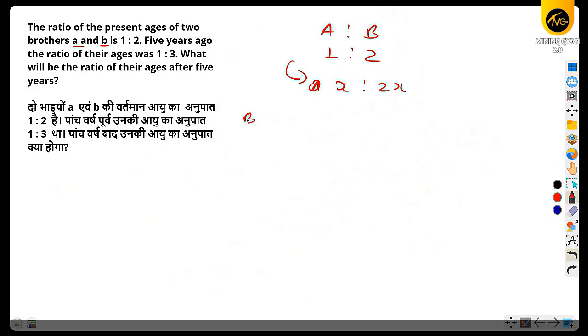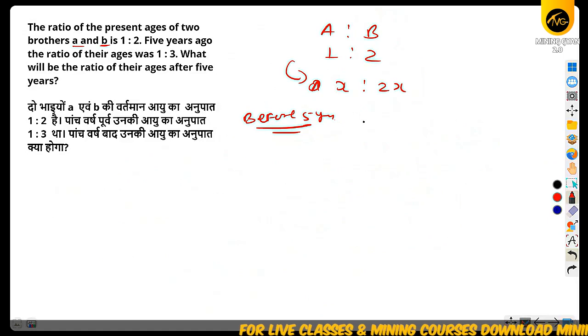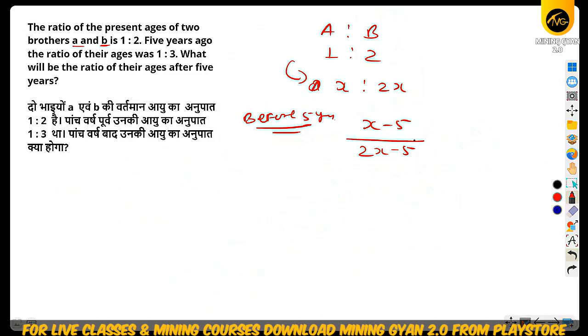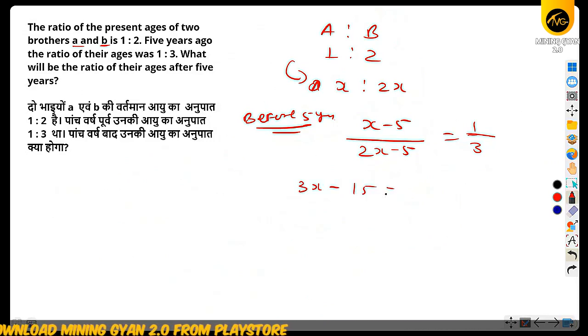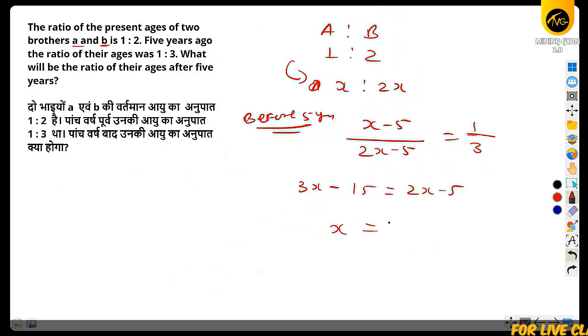Now before 5 years, that means the age of A will be x minus 5 and the age of B will be 2x minus 5. So before 5 years, the ratio of their ages was 1:3, that means 1 divided by 3. Just again cross multiply this expression: 3 into x minus 5, that means 3x minus 15 is equal to 2x minus 5. Now x will be 3x minus 2x, and 15 minus 5, that will be 10. So x is 10, that is the age of A.